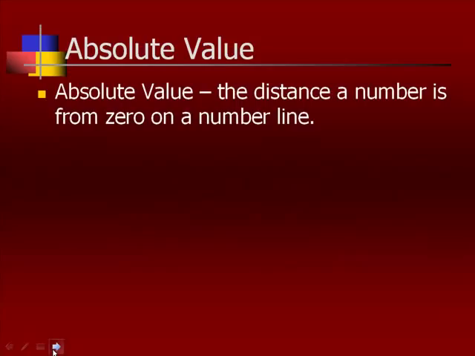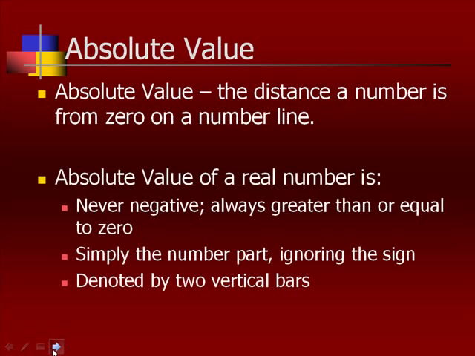The absolute value is the distance a number is from zero on a number line. The absolute value of a real number is never negative. It's always greater than or equal to zero, and it's simply the number part ignoring the sign. We denote absolute value by two vertical bars.